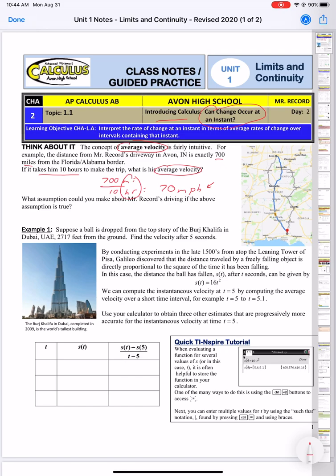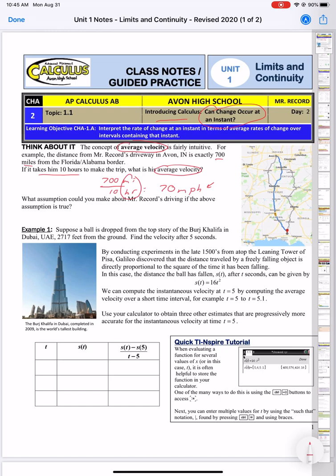per hour. Now right beneath that it says, what assumption could you make about the person's driving? Would you assume that they drove exactly 70 miles an hour the entire 10 hours? Probably not. So the average velocity isn't necessarily the same as the instantaneous velocity, the velocity at any particular instant. There were probably some times when he was driving faster than 70, sometimes slower than 70. It just averaged out to 70 miles an hour. So when we're working with calculus, we're going to be much more concerned with that instantaneous rate of change as opposed to the average rate of change.